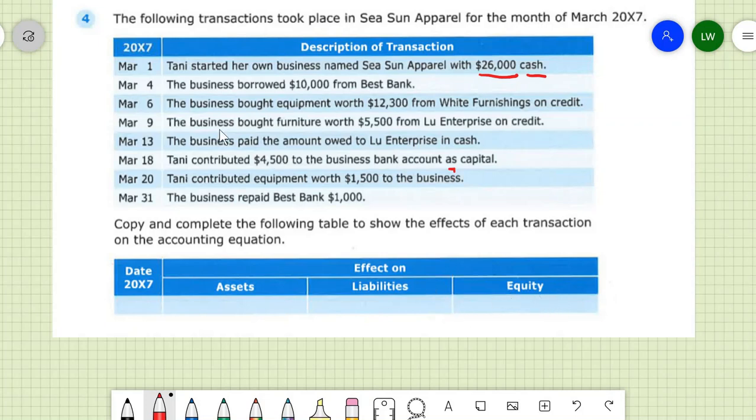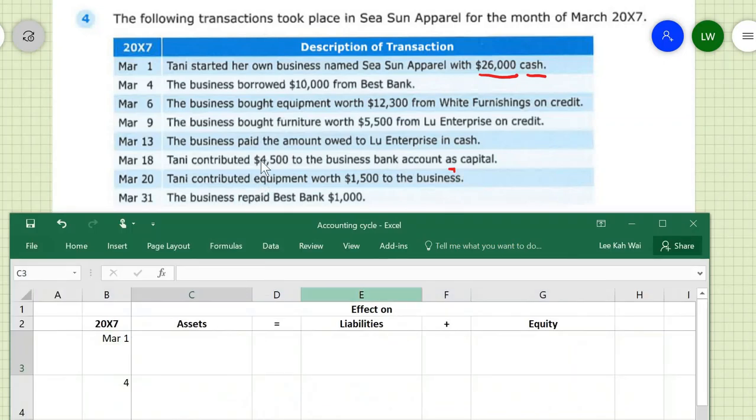Alright, so let's begin looking at analyzing each of these transactions for the business of C Sun Apparel for the month of March 20X7, from the 1st all the way to March 31st. Let's begin.